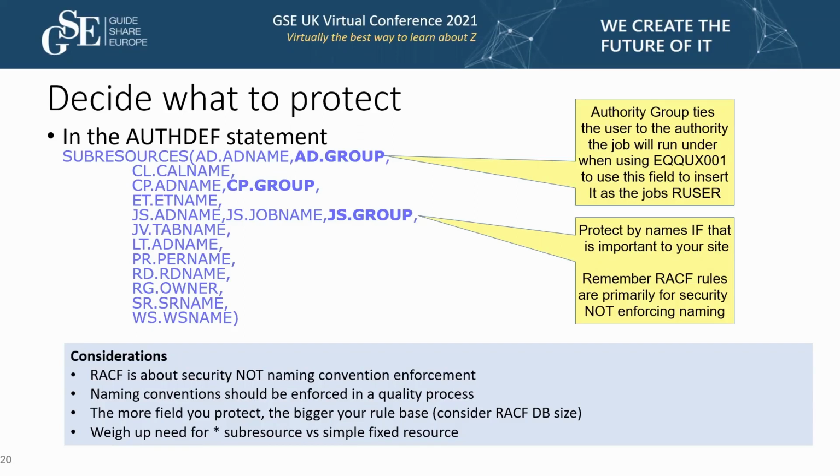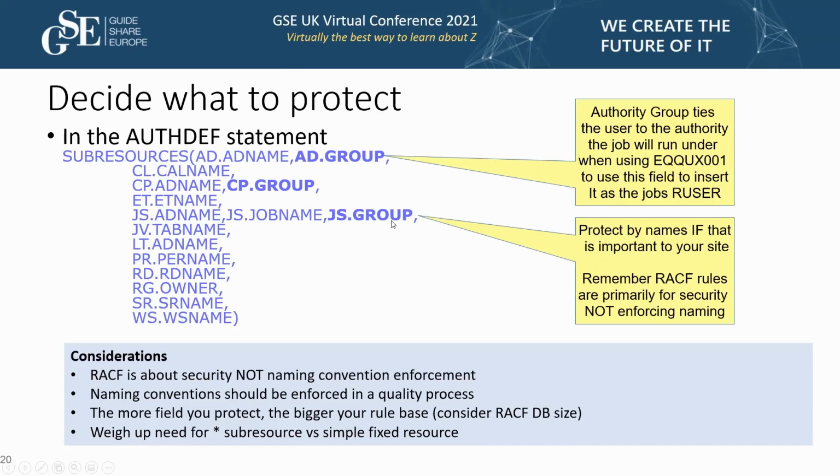Now, you might at a high level want to do things by name. Just bear in mind that the more things you protect on, the more rules you will generate. So you will have to potentially think about your RACF database size. I was on a project once where we got ready for go live and somebody looked at the amount of rules and realized they've got to resize the RACF database before they could go live. So think very carefully.